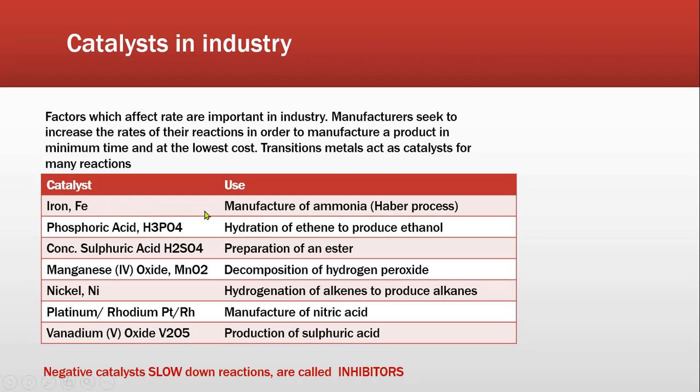These are some examples that you will be learning about. So there's iron in the manufacture of ammonia, phosphoric acid, sulfuric acid, manganese oxide, nickel, platinum, and vanadium. All these are transition metals with the exception of the acids, right? These are some of the procedures that we'll be going through a little bit lower down in the syllabus.